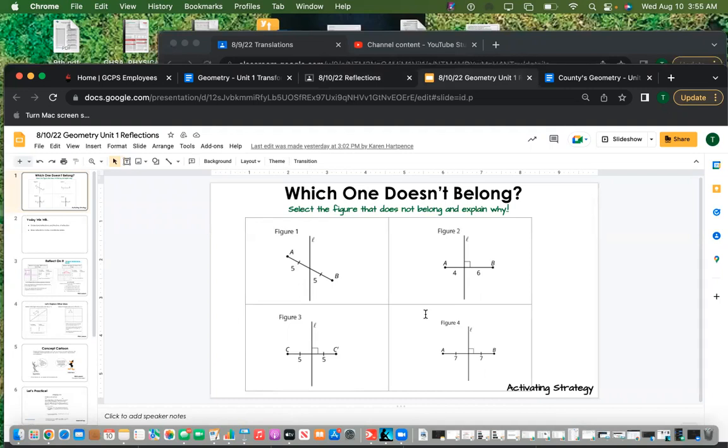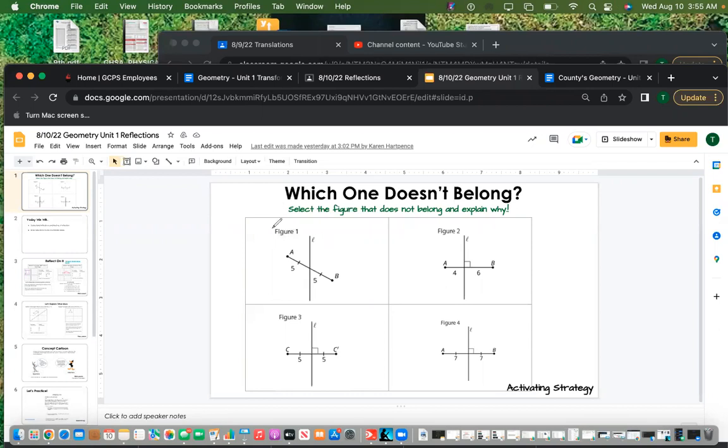Okay, so which one does not belong? So select the figure that doesn't belong and explain why. So take a minute, pause the video, and think about it. Which one does not belong? Okay, so there's no wrong answer. So with that being said, you could have picked any one of these, and then said, oh, this is why.